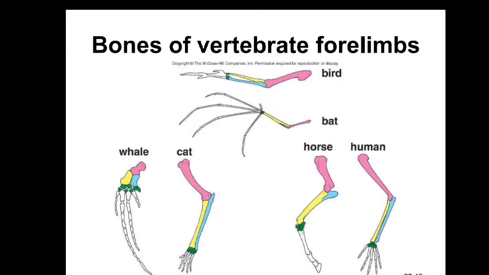Bones of vertebrate forelimbs: whale, cat, horse, woman, bat, bird, they are made up of the same bones.